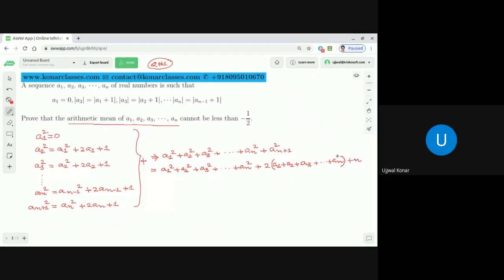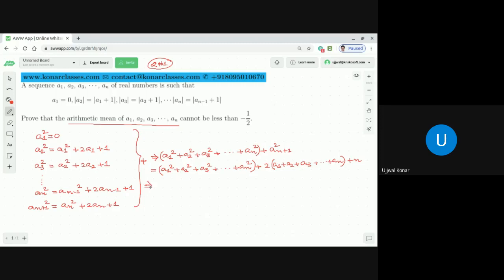Now, if you see, dear students, in the left hand side, what you get is a1 square up to n square, and the right hand side a1 square up to n square got cancelled. Correct? a1 square plus a2 square plus a3 square up to n square in the left hand side gets cancelled with a1 square plus a2 square plus a3 square up to n square in the right hand side. Yes.